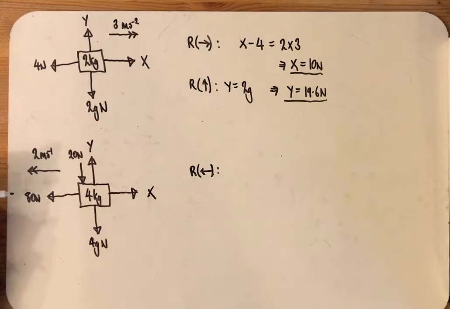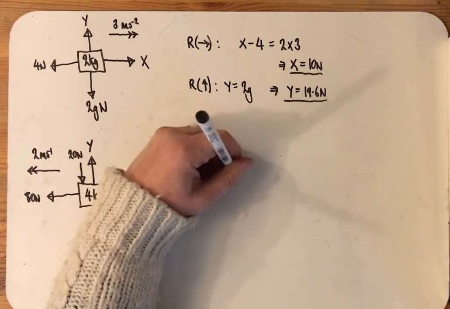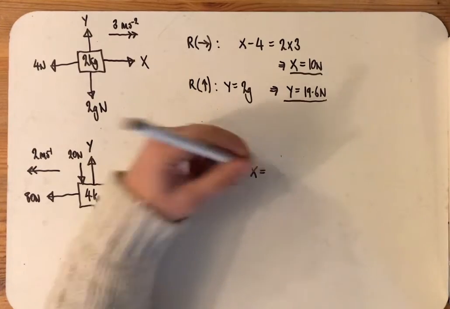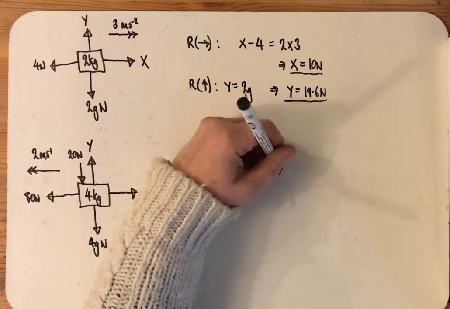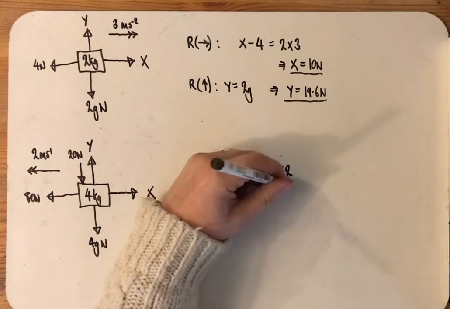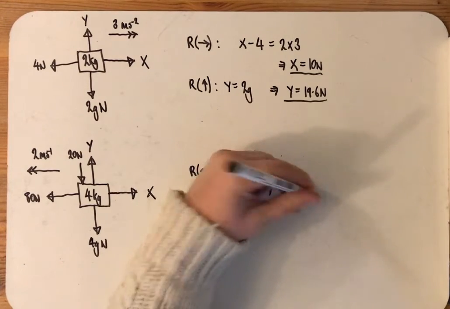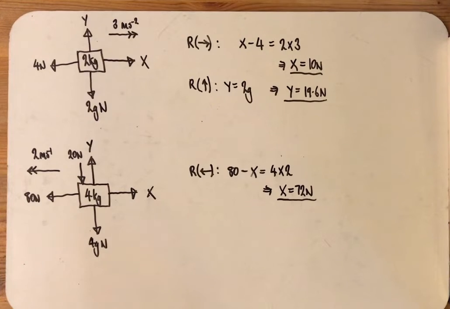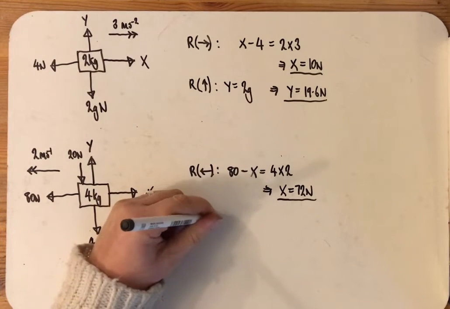So what have we got acting horizontally? We've got 80 minus x is equal to the mass, which is 4 times the acceleration, which is 2. And so x is 72 newtons. And then to find y, we can resolve vertically.